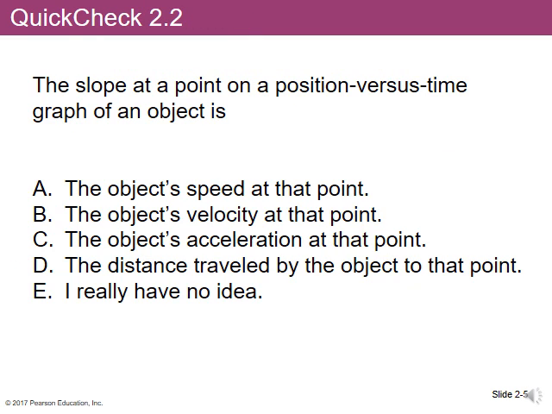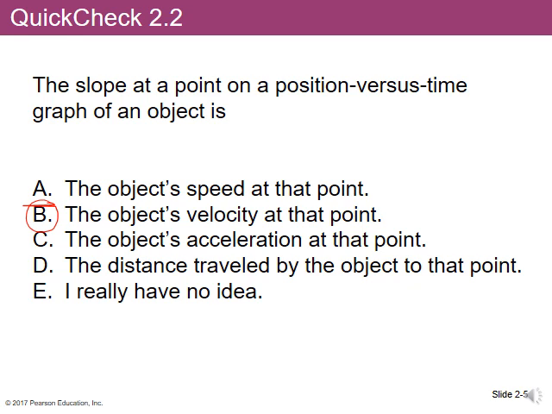So, quick question. Let's review what we've been talking about. This is probably the easiest question we'll have all year. The slope at a point on a position versus time graph is what? We've said this no less than 100 times. So I hope that everybody can tell by now that the slope is equal to the velocity.